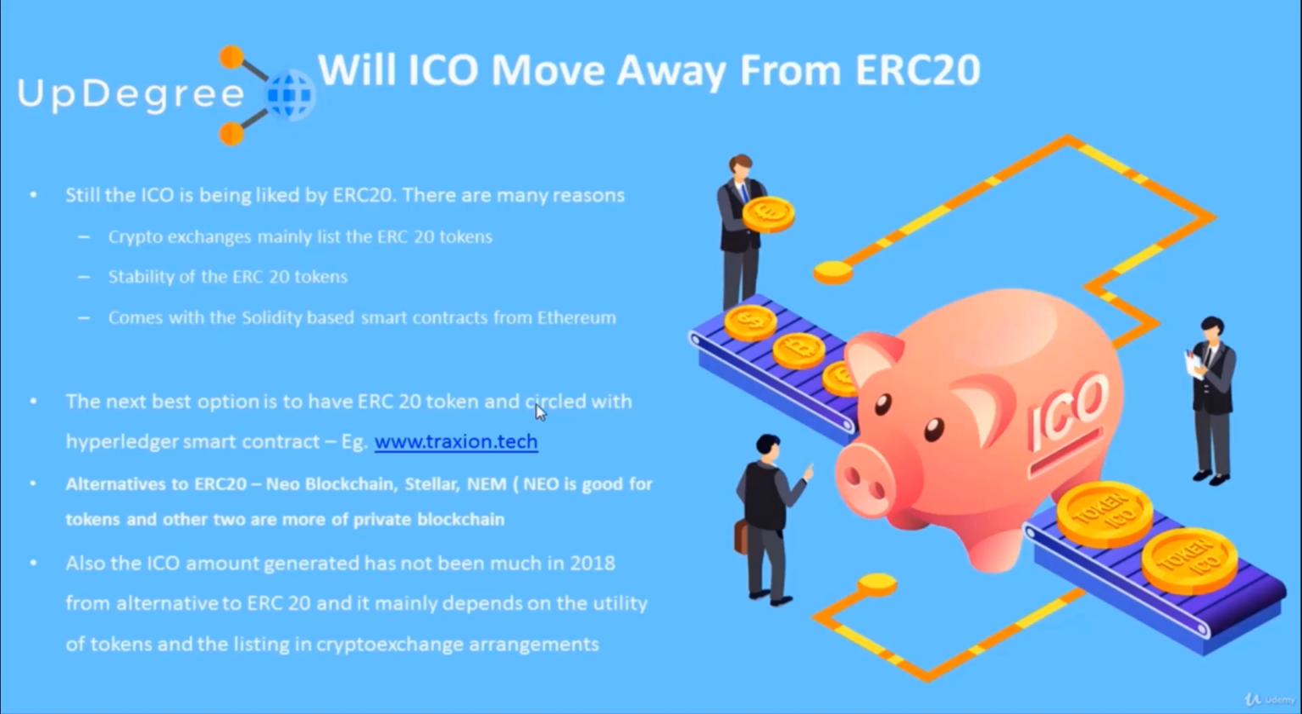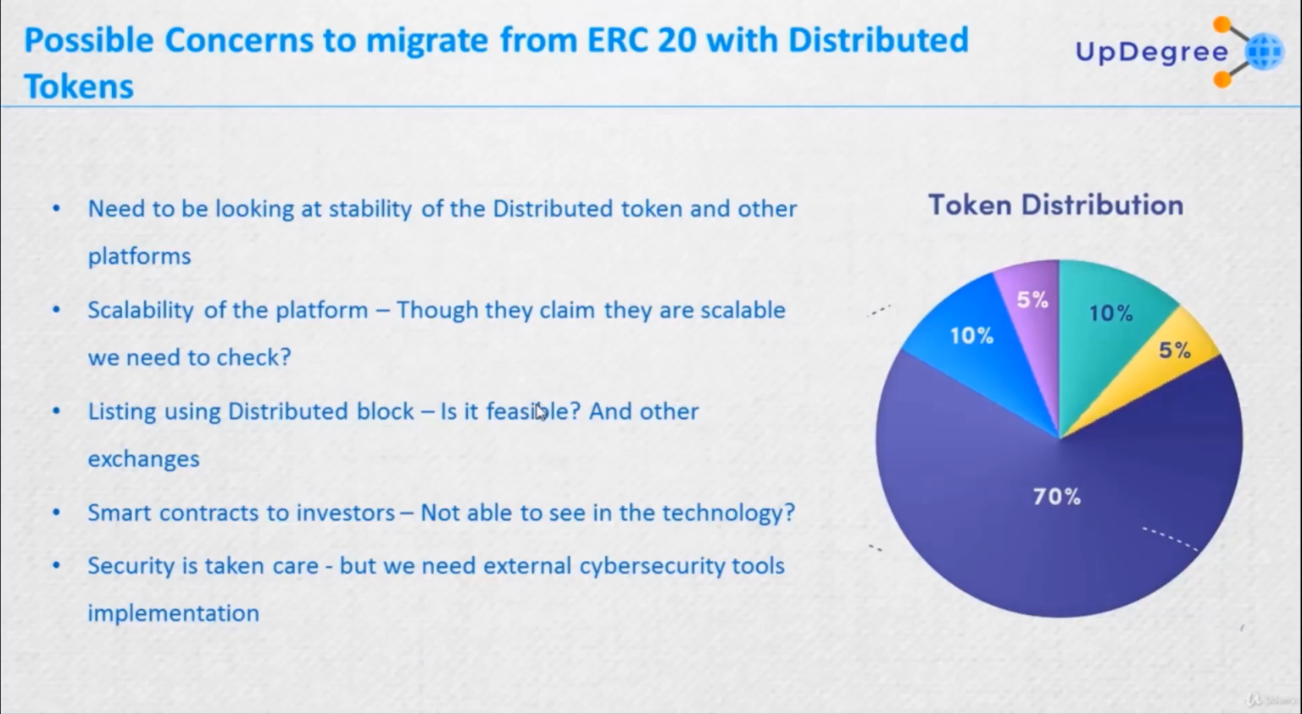At least over some time, you need to understand the reasons they need to move to alternatives to ERC20. I've seen Stellar picking up currently, but I'm not sure if it is as scalable as Ethereum. Possible concerns when migrating from ERC20 to distributed tokens: you need to look at stability. This is a concern for everything when converting from one platform to another, or when swapping. You need to check the scalability of the platform.